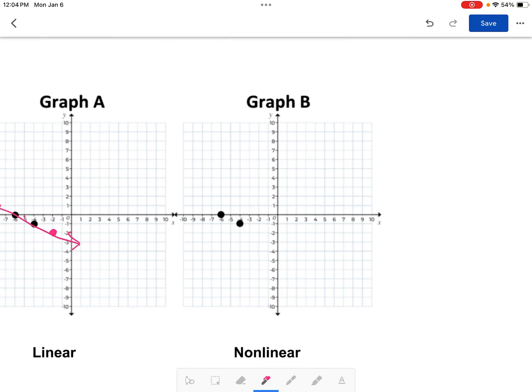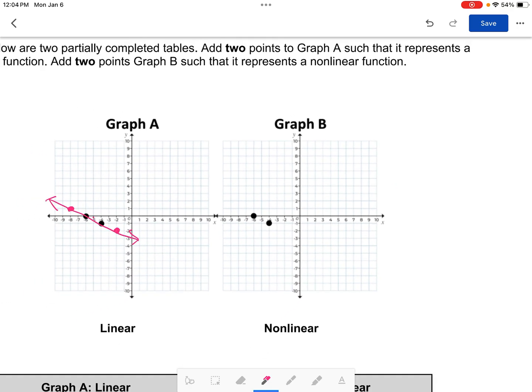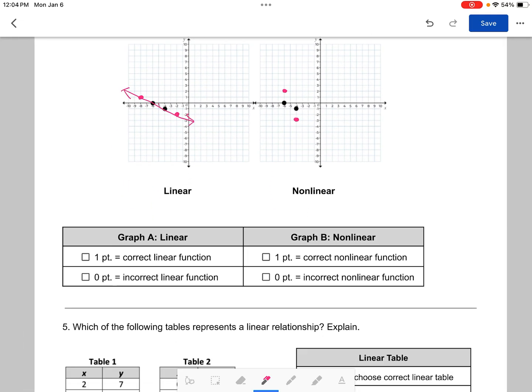Looking at graph B, I've got 2 points. I want to make this nonlinear. As long as I put 2 points so that they do not pass the vertical line test, so that they're on the same vertical line as the other points, that gives me a nonlinear function.